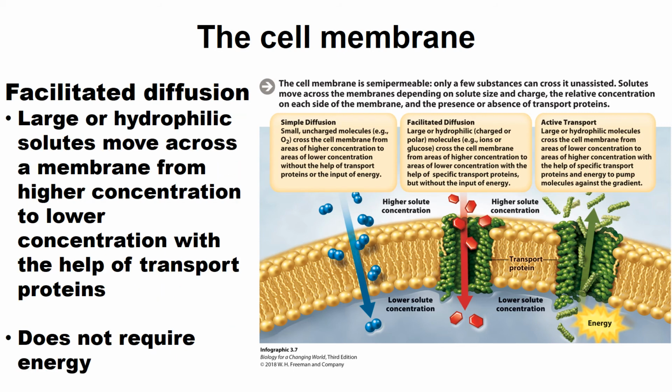Now, within the membrane, you also have proteins that are embedded in the membrane. And these proteins serve a very important function. So facilitated diffusion is the movement of large molecules, such as, for example, glucose. Glucose is a very large molecule, and it requires the assistance of proteins. Now, with facilitated diffusion, these molecules are going from an area where there's lots of them to an area where there's less of them. And because they're going with gravity, it doesn't require energy. However, they do require the assistance of proteins.